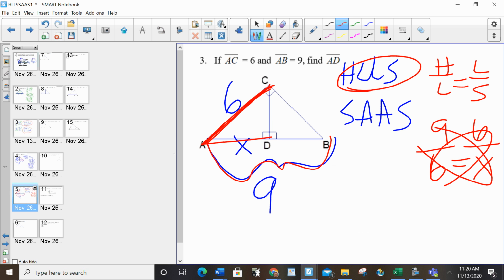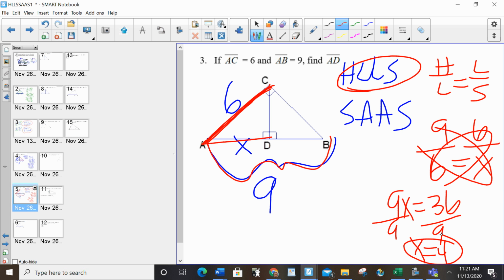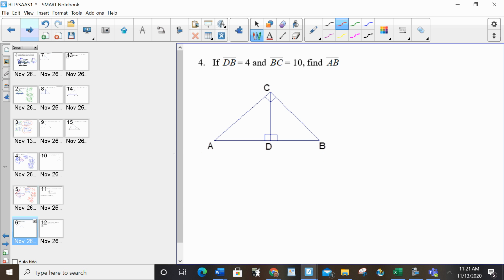Cross multiply and solve. 9x equals 36. Divide by 9. X is 4.